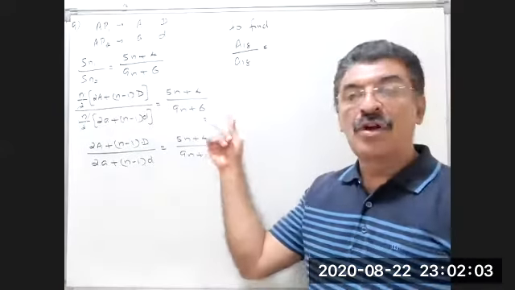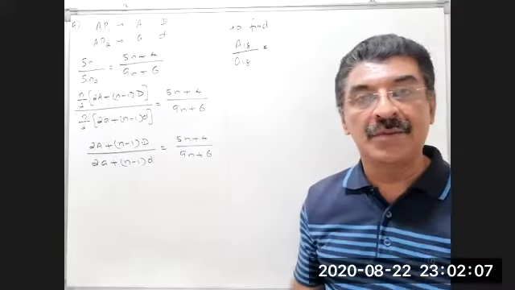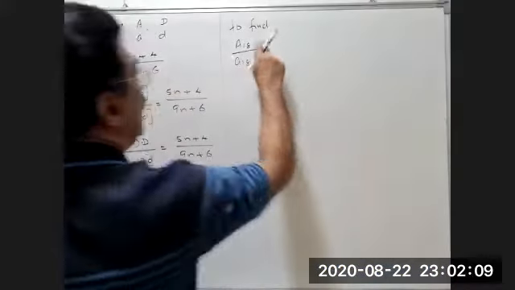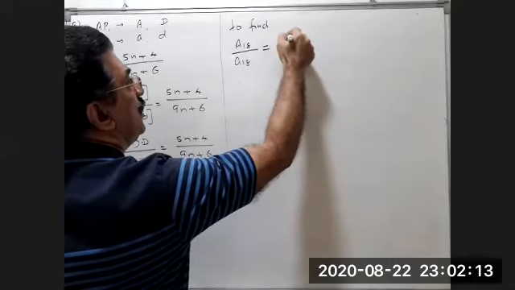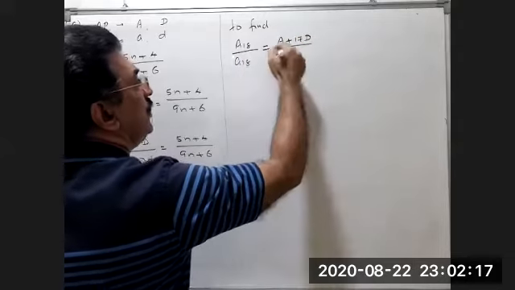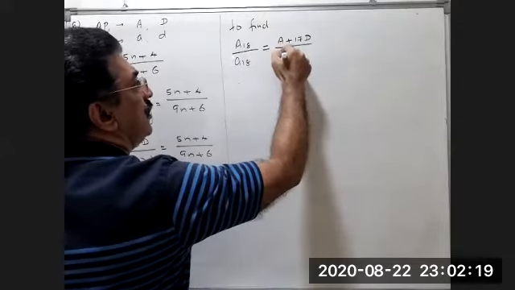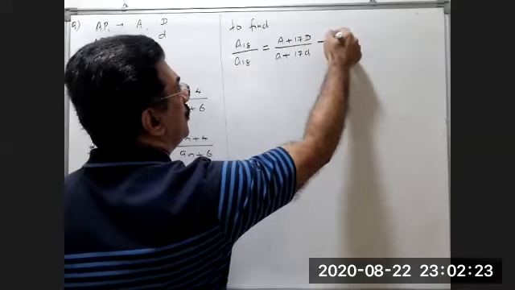Yes. Small letter a18 stands for the 18th term of AP2. Now A18, we know it is A plus 17D. This A18 is A plus 17D. Small letter c, I give you this equation number 2. That's it.